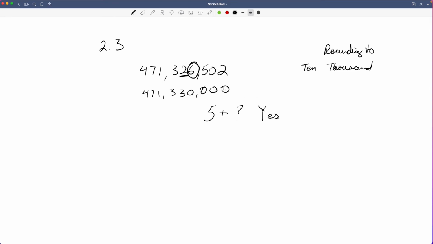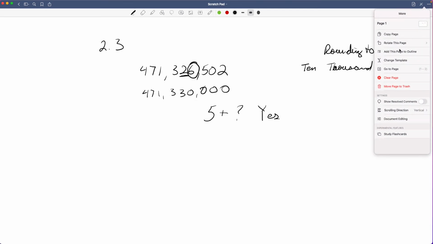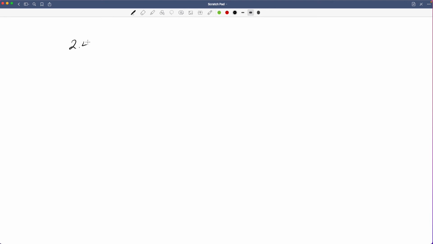Notice when you have a bunch of zeros, you stop. You don't have to say anything else. So 471,330,000, that's your number. Let's try another one. Let me clear the page and we'll do example 2.4. So 2.4, let me give you the number. It's kind of a big number. It's 83 billion. Oh, wow, that is a big number. 752,914,625. And we are going to round this to a couple of different places.